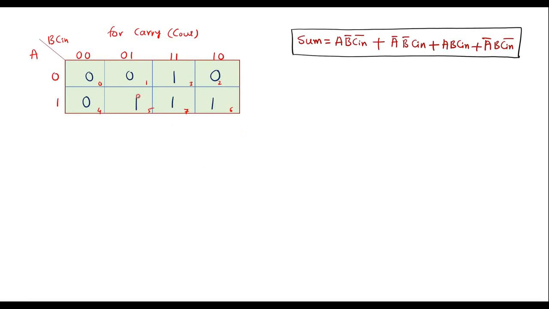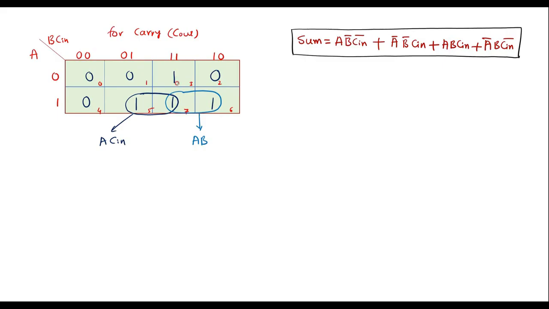Here we can make a pair with these two ones. The value of this will be A, and it covers 2 columns. Here the common term is 1, which is with respect to C in. So A C in. Let me cover these two. The value of this is again A, and with respect to these two columns the common term is B, which is AB.